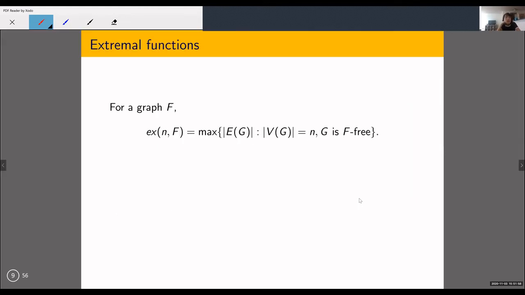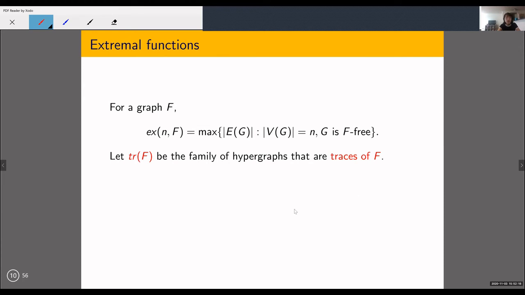All right, so let's talk about extremal functions. For a graph F, we have the Turán function, ex(n, F), which is the maximum number of edges in an n-vertex F-free graph, which means we don't contain F as a subgraph. Now we want to define something similar for hypergraphs.